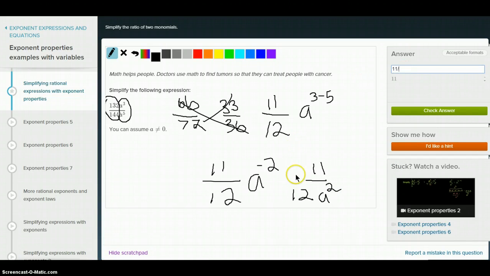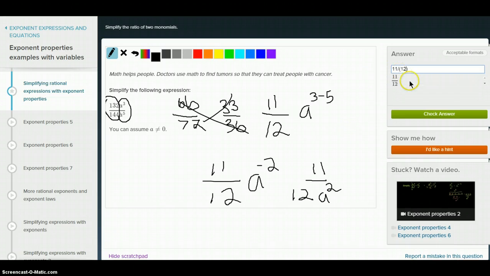Alright, and when you're putting this in there, you want to be careful and make sure it looks right. So let's have 11 divided by, and then we'll use the parentheses, 12a squared. And you have a little box here that lets you preview the answer that you entered. And let's say we didn't put these parentheses in. Let's see what that would look like. Alright, and you see here that this is not the right answer. It's 11 over 12 times a squared. That's because of the order of operations here. So we've got to make sure and add those parentheses.